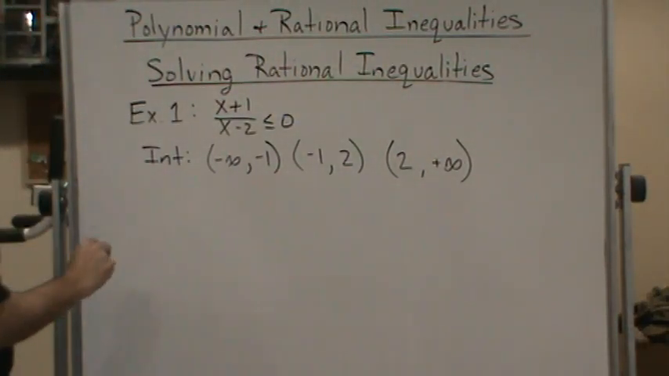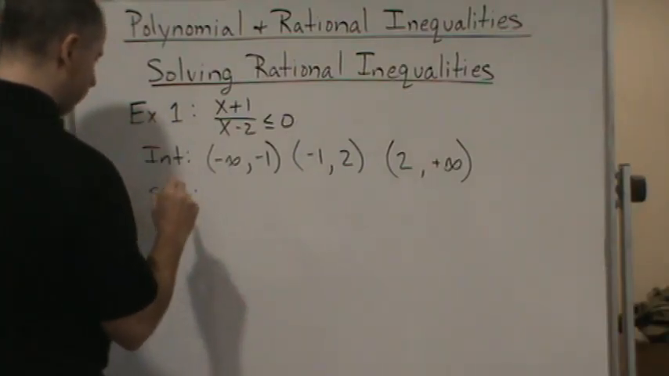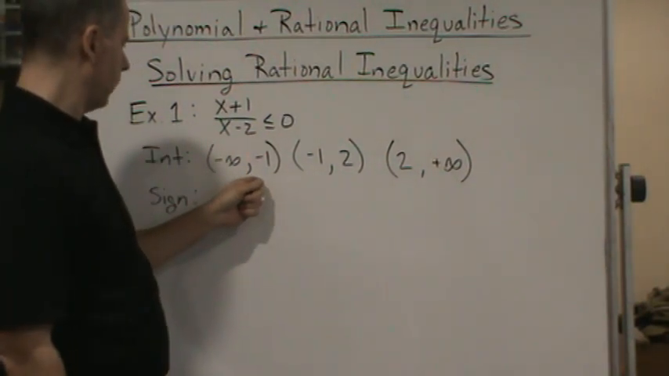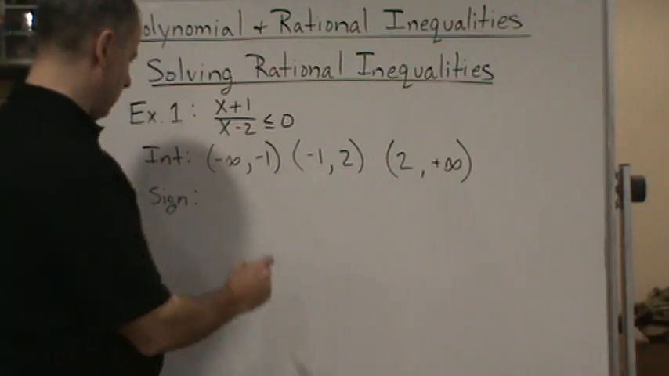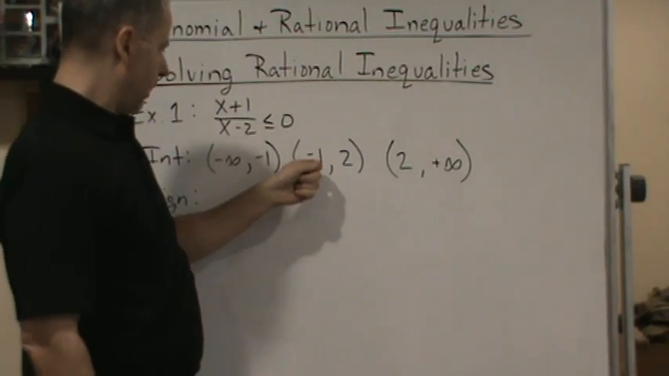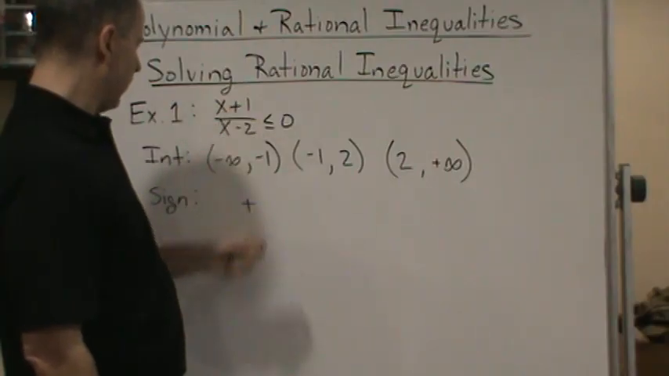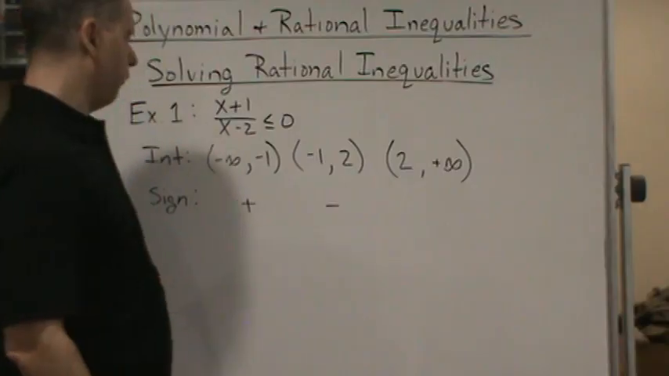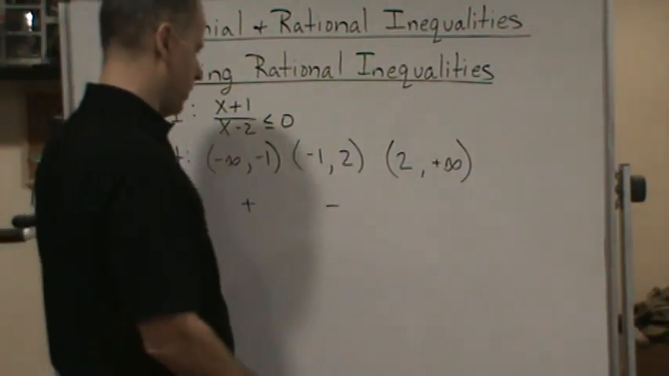So now let's test the signs. If we put in negative 2, we get negative divided by a negative, which is positive. So that's going to be positive. If we put in 0, because 0 is easy, we get negative 1/2. So that's going to be negative. If we put in 3, we get a positive over a positive, which is positive.